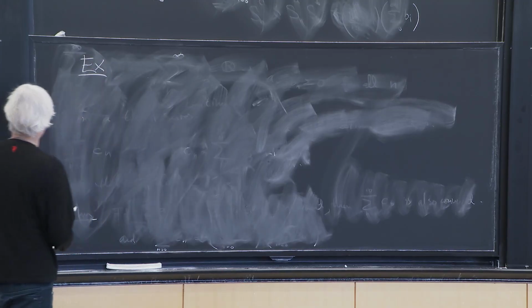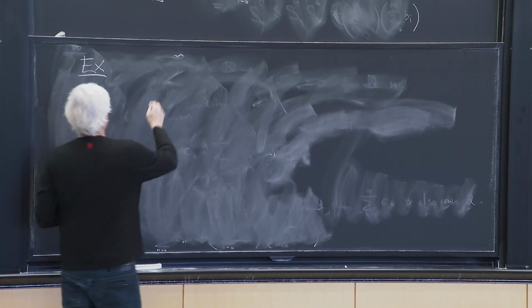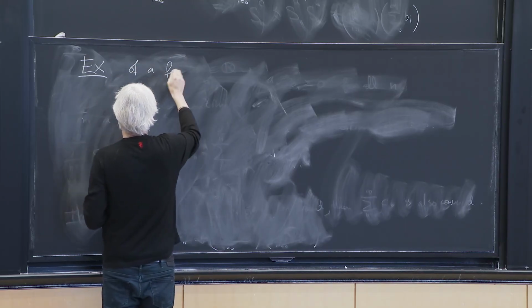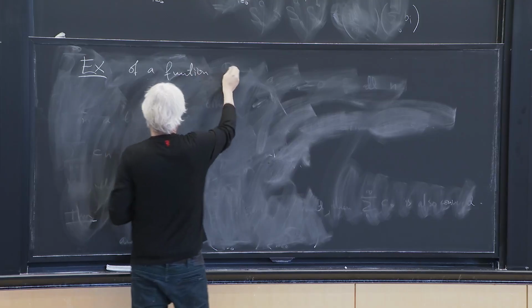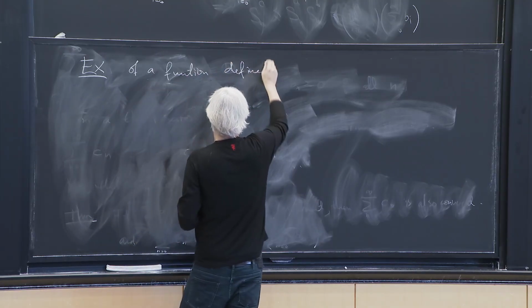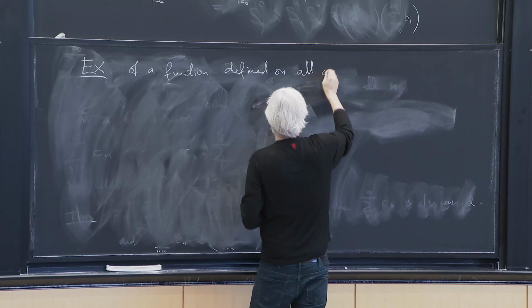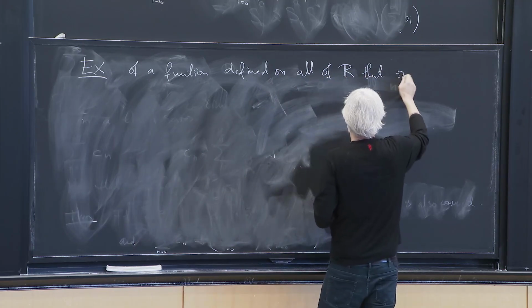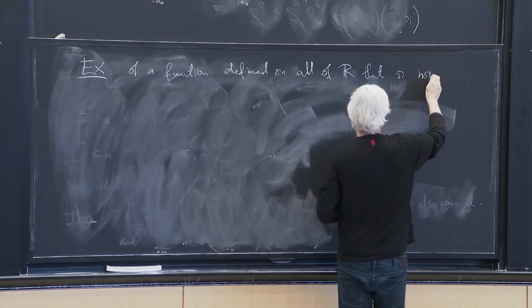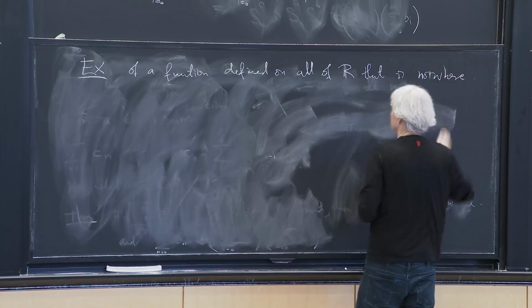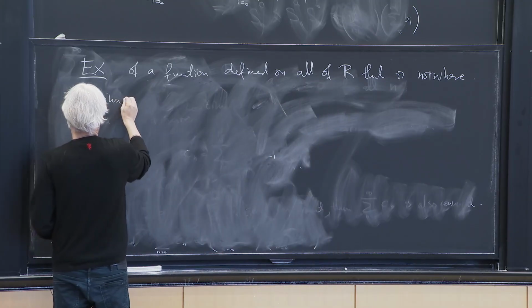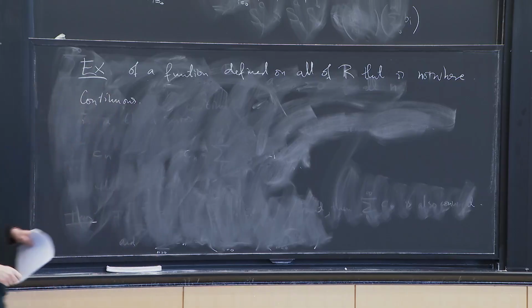So this is an example of a function defined on all of R that is nowhere continuous. By nowhere continuous, I mean that there's not a single point where it's continuous. Okay.